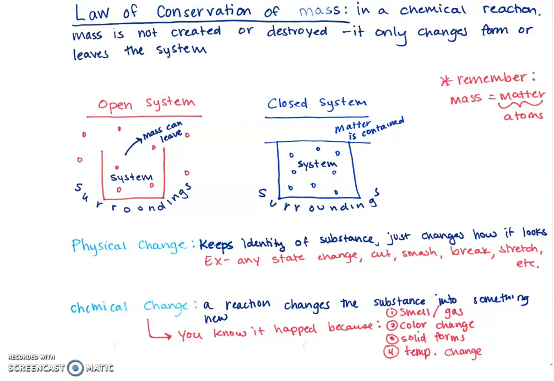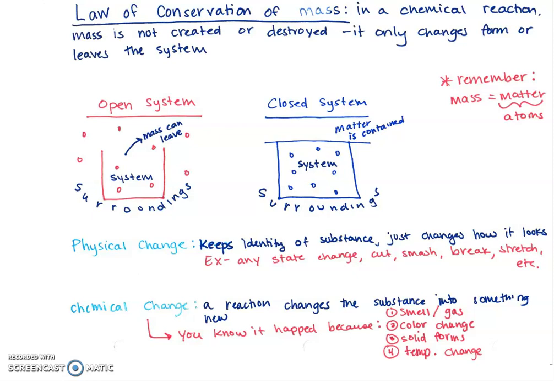The second type of changing form I can have for matter is a chemical change. This is where a reaction happens. So I know a reaction happened because I can feel a temperature change. It'll either get really hot or whatever it is will get really cold. I can see a solid form. The color will change. I'll smell something. I'll see bubbles. There will be a gas.